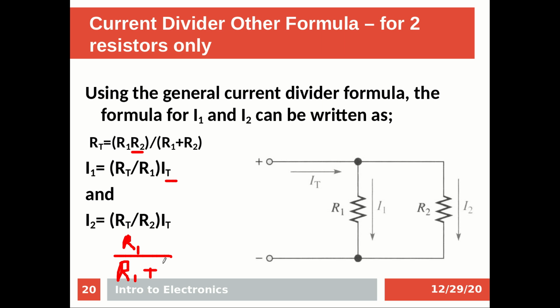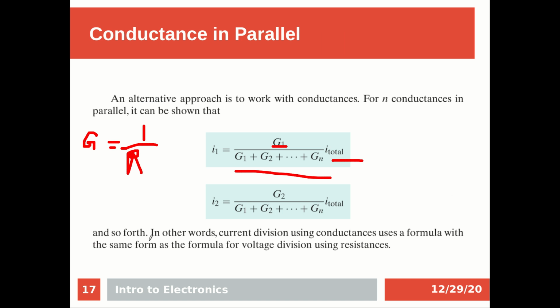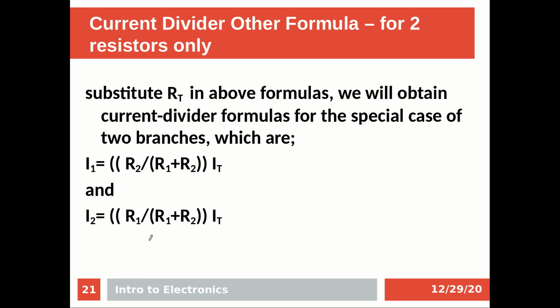Okay, this is a special case, that's why we name it, but the same idea applies for 100 or 200 equivalent resistors, or 2, 3, 4, 6, whatever the number of resistors. Here R2 will go with the R2. Okay, so this is very easy.